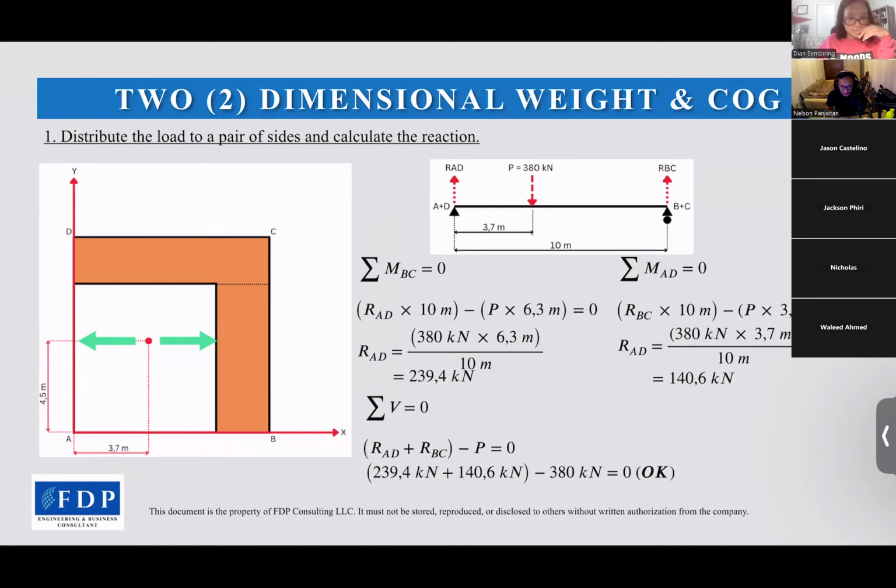Is there any question with regards to this COG and load distribution for two-dimensional object?